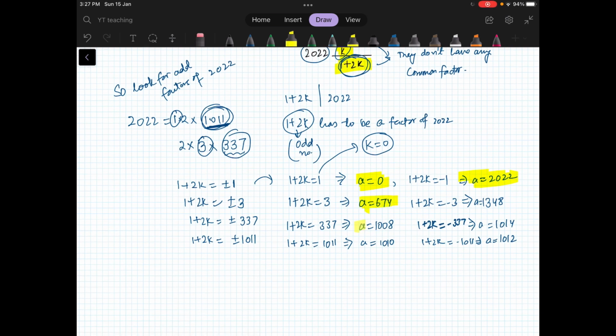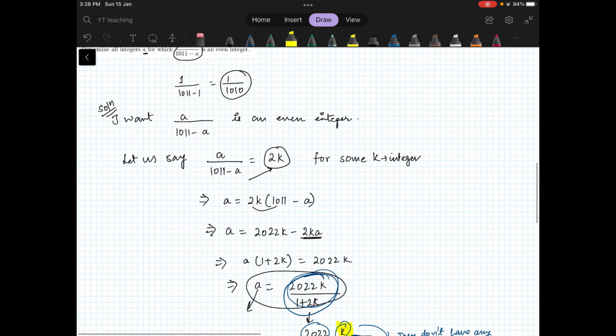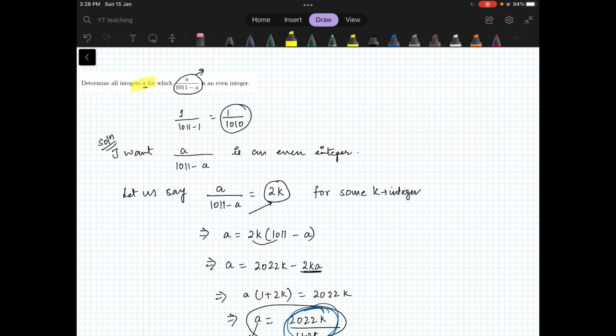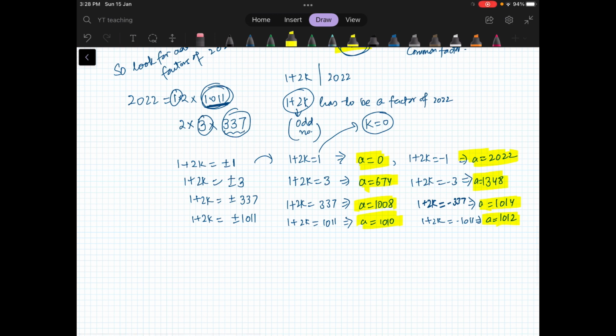So what are my answers? These 8 values are my answers for the value of a. They were asking us for what integers a, where this is also an even integer. So these are the 8 answers you have. You can put it in a set like 0, 674, 1008, 1010, 2022, 1348, 1014, and so on. You can put it in order if you want. So that's our answer.